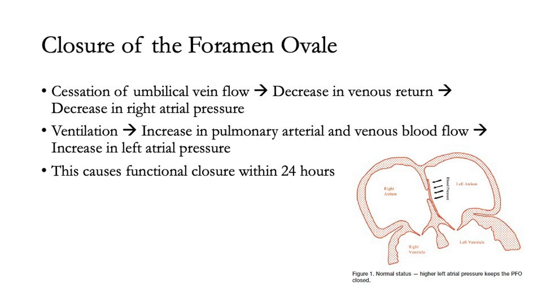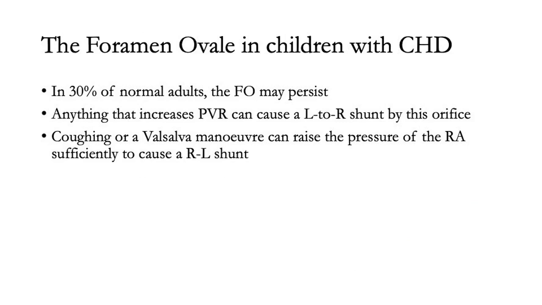Cessation of umbilical flow causes a decrease in venous return and a decrease in right atrial pressure. Ventilation causes an increase in pulmonary arterial and venous blood flow and an increase in left atrial pressure. This causes functional closure of the foramen ovale within 24 hours. In 30% of normal adults, the foramen ovale may persist. Anything that increases pulmonary pressures can cause a right-to-left shunt by this orifice.